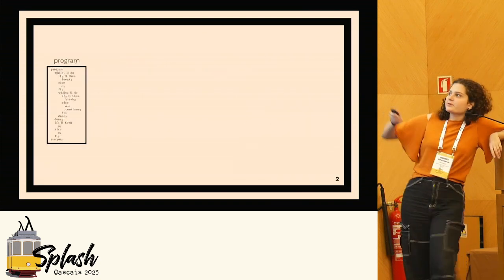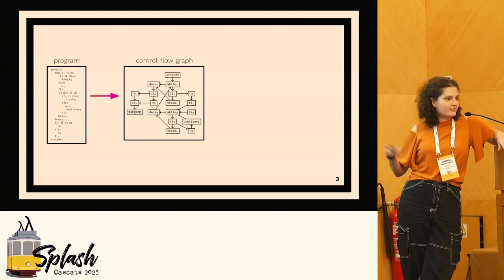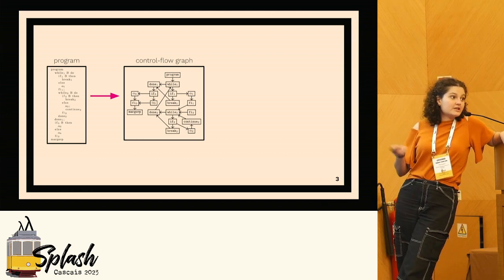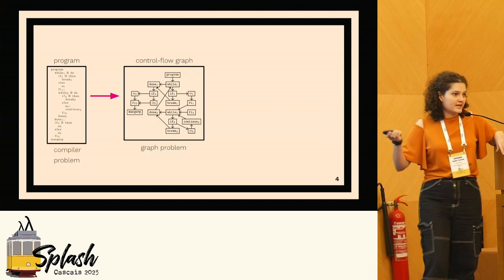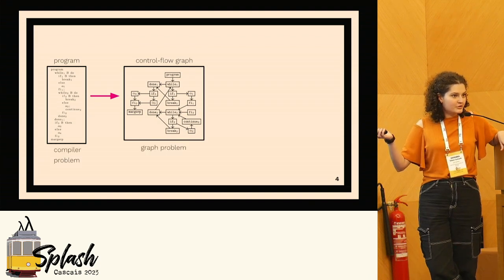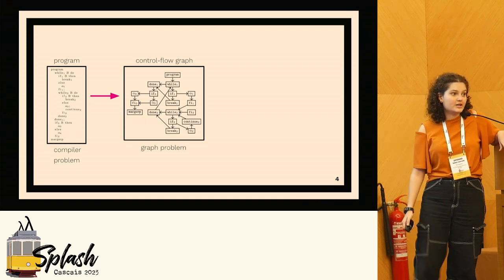So I have a program. A program can also be written as a graph, a control flow graph. That's a graphical representation of the program. The convenient thing about writing a program this way is that many compiler optimization tasks can be written as graph problems in our control flow graph. The problem is that these graph problems are very often very hard to solve.